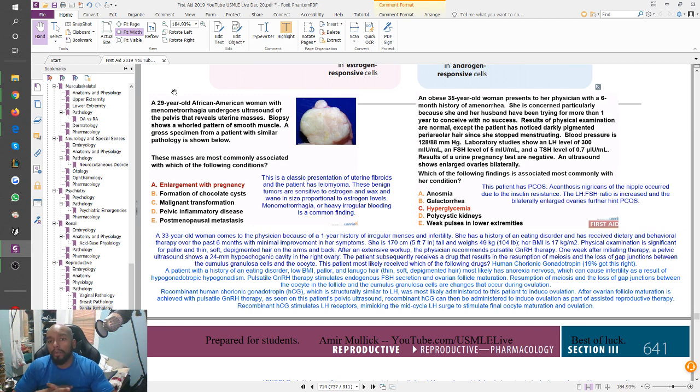The question on the right, an obese 35-year-old woman presents to her physician with a 6-month history of amenorrhea. She's concerned particularly because she and her husband have been trying for more than 1 year to conceive with no success. Results of physical exam are normal, except the patient has noticed darkly pigmented periareolar hair since she stopped menstruating. Blood pressure is normal. Lab studies show an LH of 300 and FSH that's only 5, right? So super high LH, very, very low FSH. TSH is 0.7, which is pretty normal. Results of a urine pregnancy test are negative. An ultrasound shows enlarged ovaries bilaterally because she has PCOS, right?